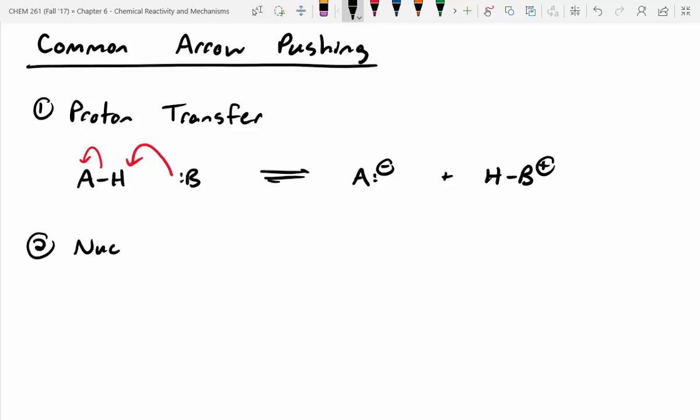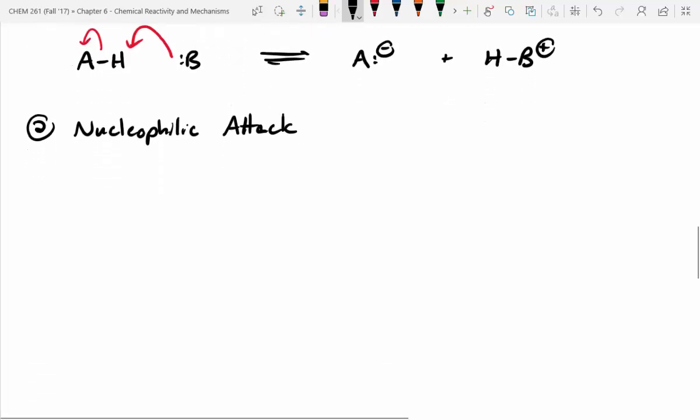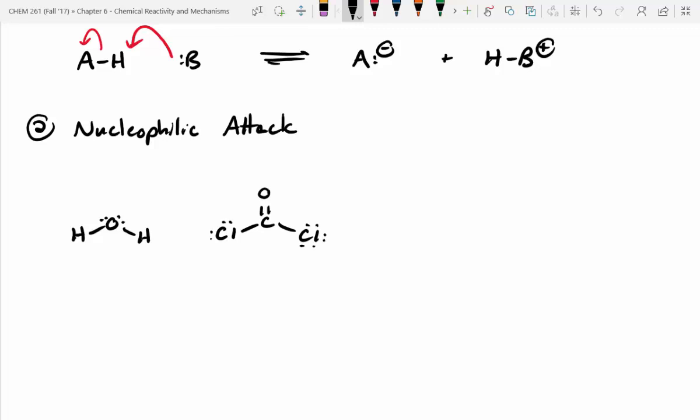This is called a nucleophilic attack. So we're not going to be moving protons around. We're just going to have a nucleophile attacking something else. All right, so first things first, we need to identify our nucleophile and our electrophile. So who thinks they know what the nucleophile is going to be? Is it going to be the molecule on the left or the molecule on the right?